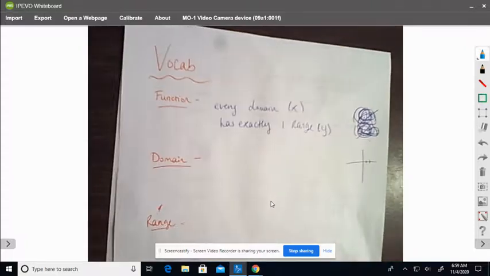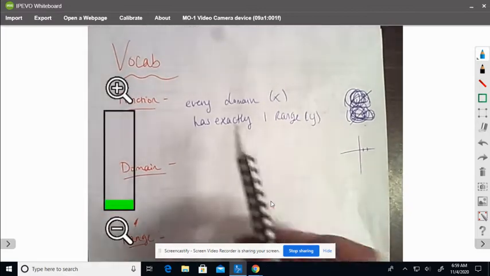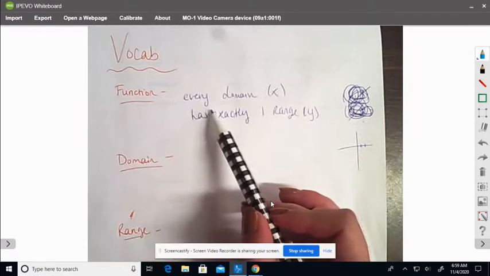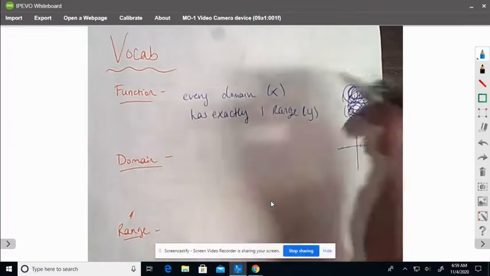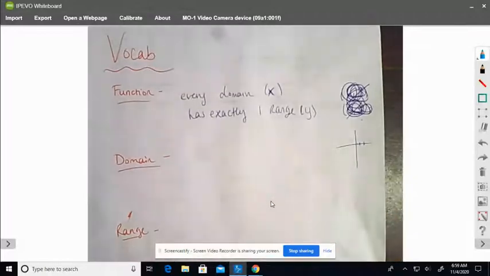Hello, everyone. So today we're going to talk about features of functions, and we're going to start to hit on domain and range. So the first thing is a function. The key thing about a function is that every domain, or our x values, has exactly one range, or our y values. We have this thing called the vertical line test.